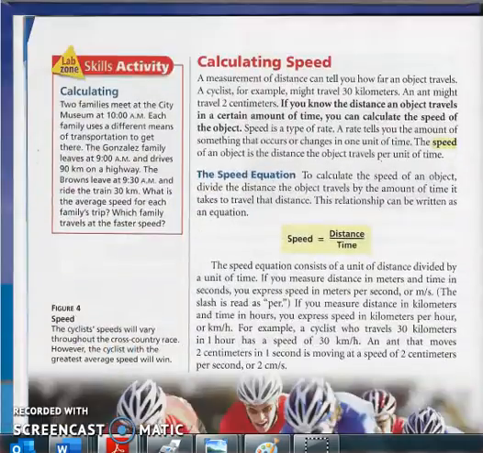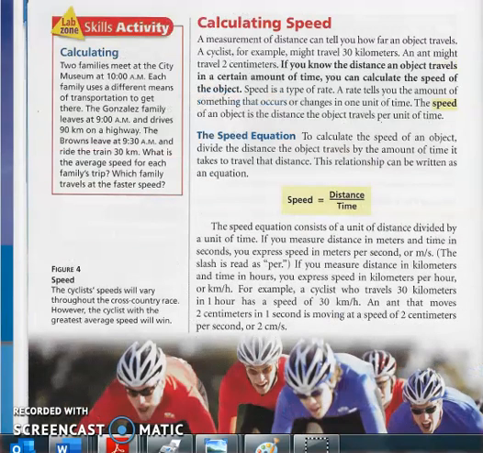Calculating speed. A measurement of distance can tell you how far an object travels. A cyclist, for example, might travel 30 kilometers. An ant might travel 2 centimeters. If you know the distance an object travels in a certain amount of time, you can calculate the speed of the object. Speed is a type of rate.